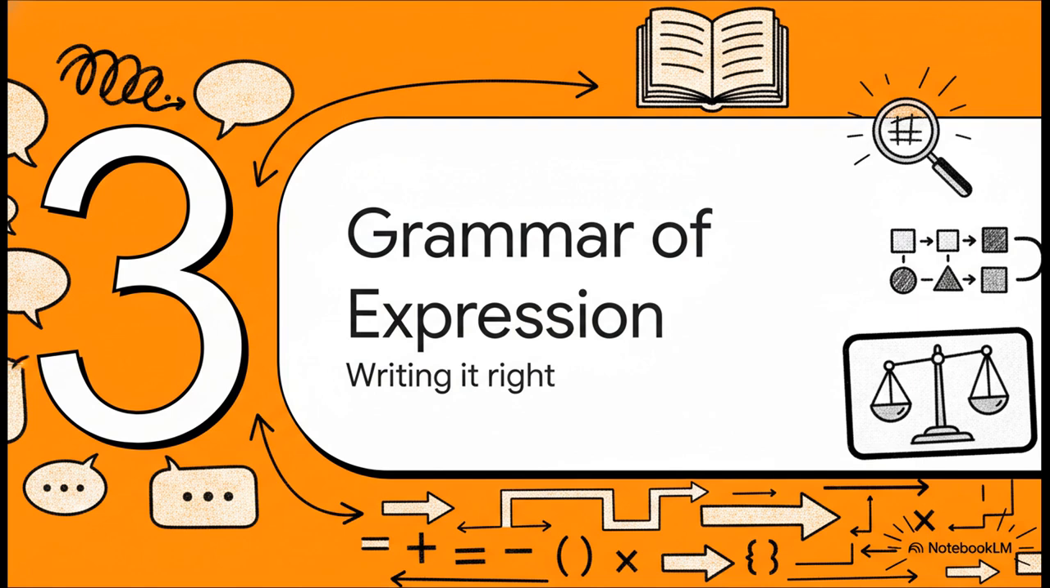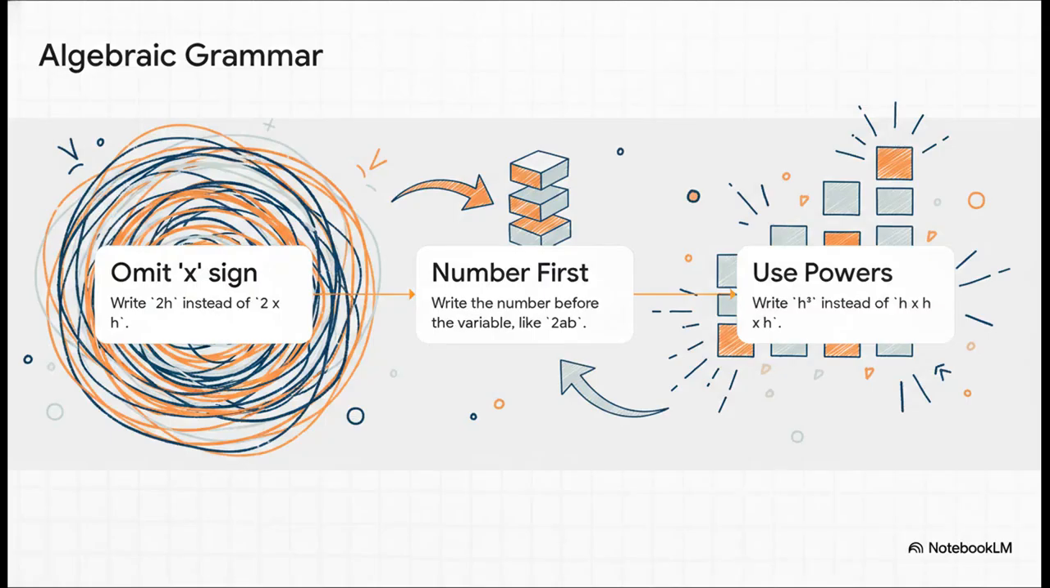Now, every language has grammar rules, right? They're there to make sure we're all on the same page. Algebra is no different. But the cool thing is, its grammar is beautifully simple and it's all designed for one thing, making things as clear as possible. And there are really just 3 big rules.